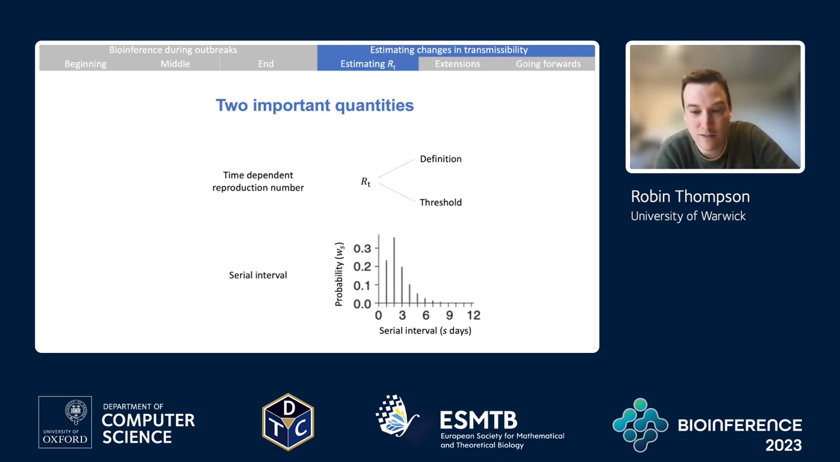As I was saying a moment ago, if I infect you, then this distribution says that the probability that you show symptoms, or that you're a case, the day after me is about 0.22. The probability that you show symptoms 2 days after me is about 0.35. The probability that you show symptoms 3 days after me is about 0.2, and so on. Essentially, it's just a probability distribution characterizing the time between successive cases in a chain of transmission.